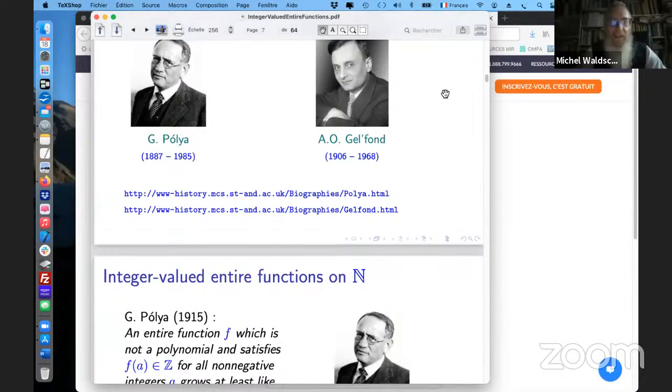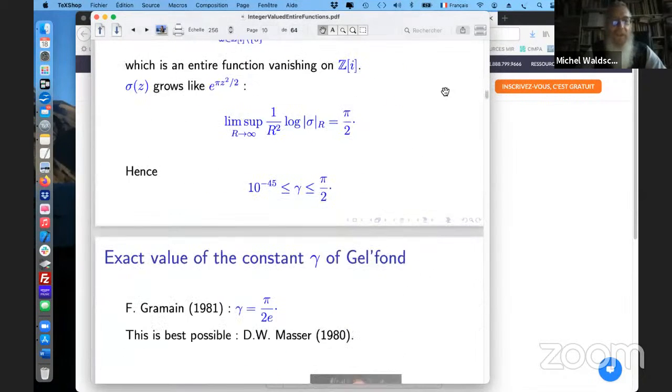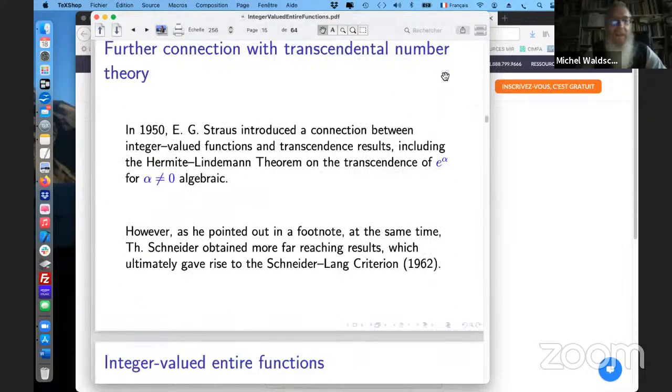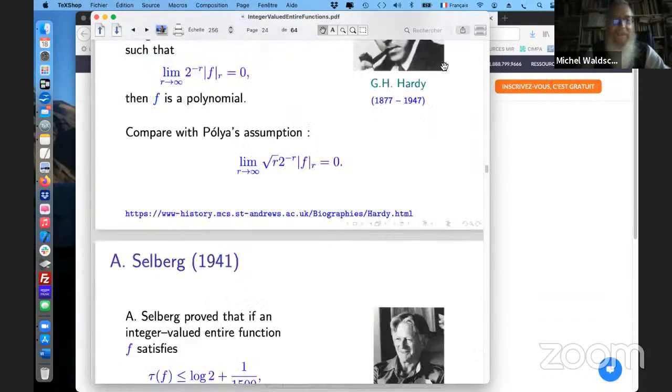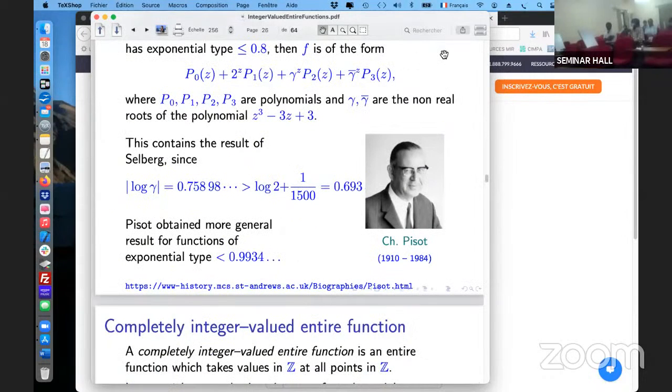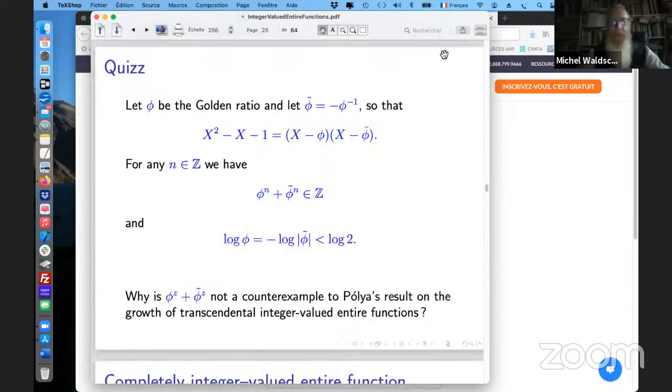Yes. Okay. So the quiz was on completely integer valued functions. Nobody has an answer for that. It's a nice problem. So the quiz is the following. I explained that a function which has exponential type strictly less than log 2, a transcendental function, cannot be integer valued unless it is a polynomial. And this function is a completely integer valued function. So it is an integer valued function, and the result of Pólya is true. So one assumption is not true. The assumption which is not true is that this function is of exponential type less than log 2.